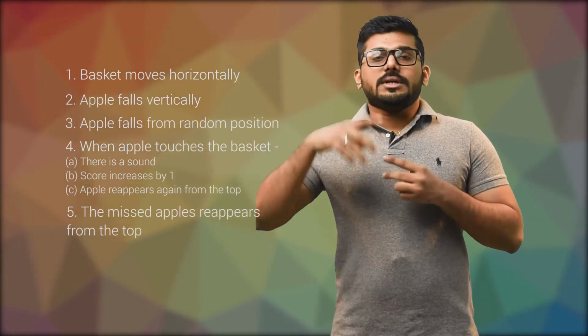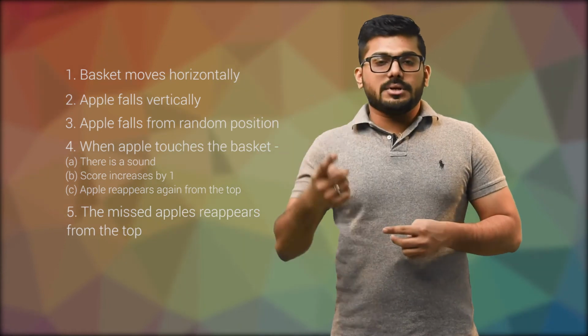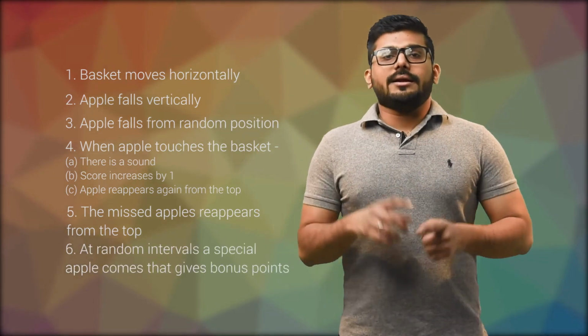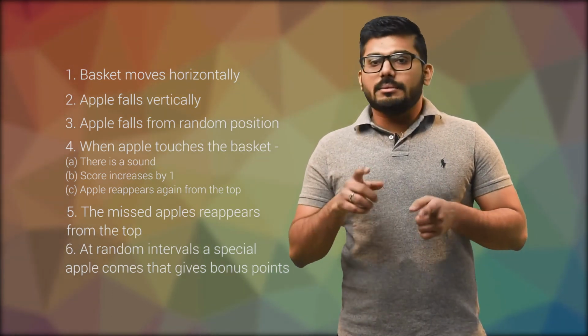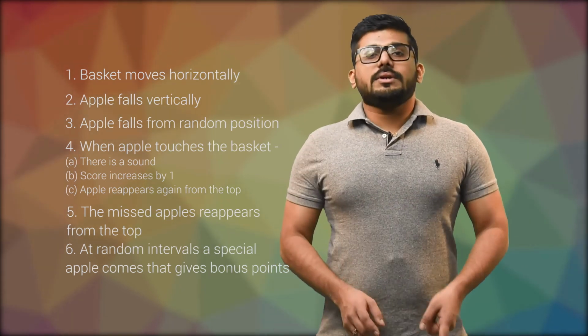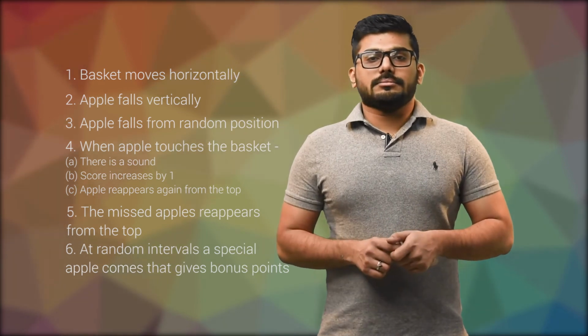Fifth, if the apple is missed by the basket, the apple again reappears at the top and starts falling down. And sixth, at random intervals, we observed a special apple which, if collected by the basket, would increase the score by 5. So now that we have all the steps clearly listed, let's get started with making the game.